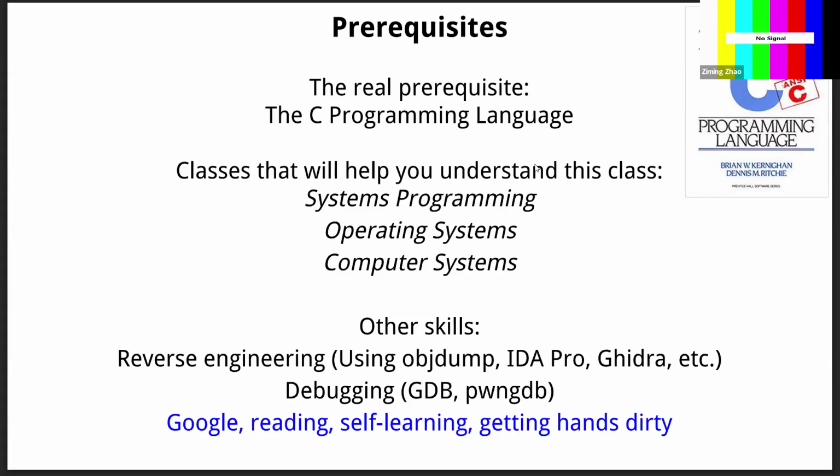So I would say the most important skill for you to survive this class is the same skill you use for any research or real-world jobs. Basically, you need to be good at looking for information, right? Google a lot, or now you just use ChatGPT, but do not use ChatGPT to directly solve the problem, to ask it to generate exploits.